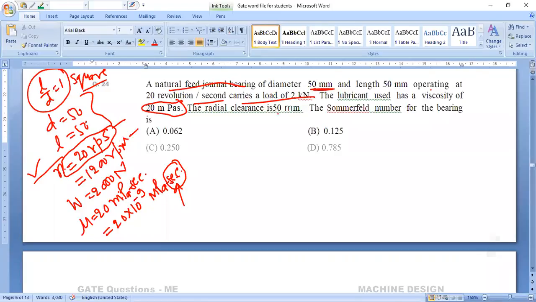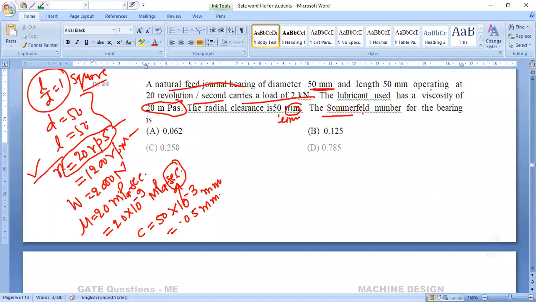So the radial clearance is 50 micrometer. So radial clearance is C. C is 50 micrometer. Micrometer changes to millimeter. 1 micrometer is 10 to the power minus 3 millimeter. So it is basically 0.05 mm. So radial clearance is available.